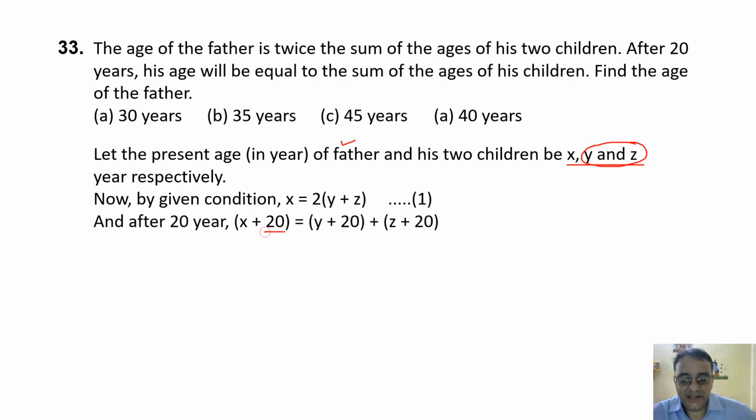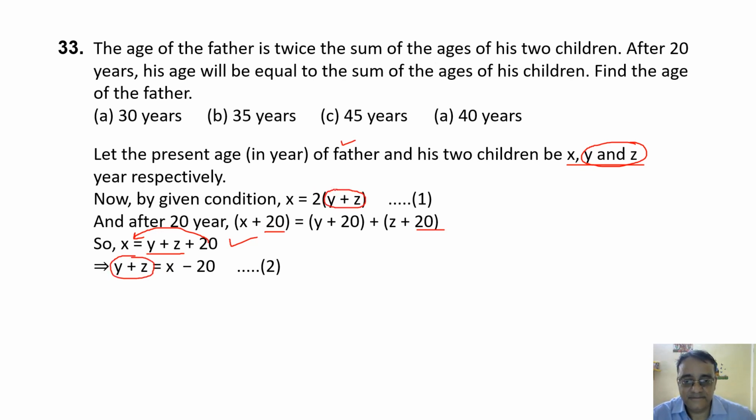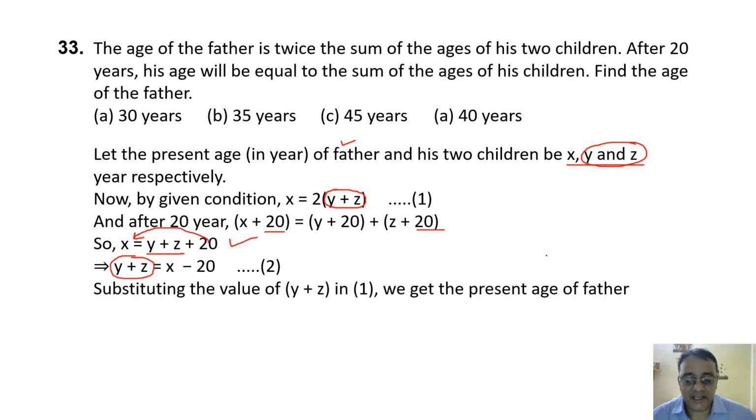Eliminate the 20 from both sides. So what we are going to get, x is equal to y plus z plus 20. This step is clear? Yes, sir. Okay, so y plus z is equal to x minus 20. And this y plus z, we will substitute here. Look here, okay? So after substituting, what will we get? x is equal to 2 into x minus 20.